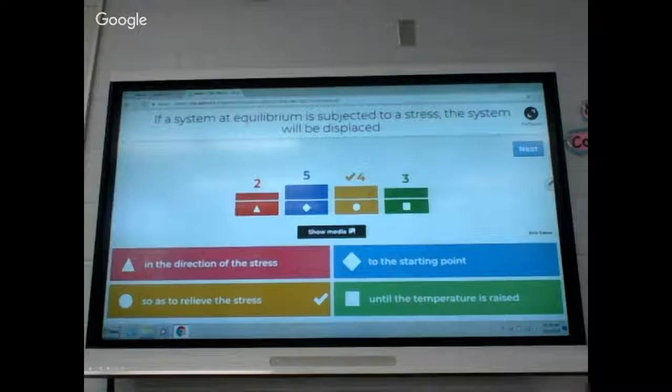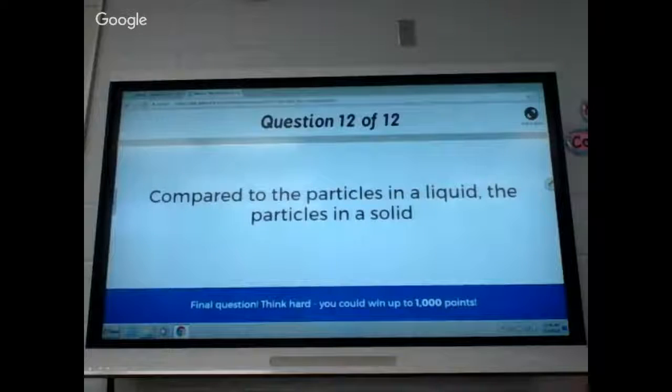This is Le Chatelier's principle. If a system is subjected to a stress, it will be displaced so as to relieve the stress. It's Le Chatelier. That's the definition.